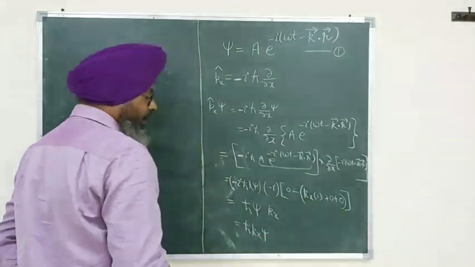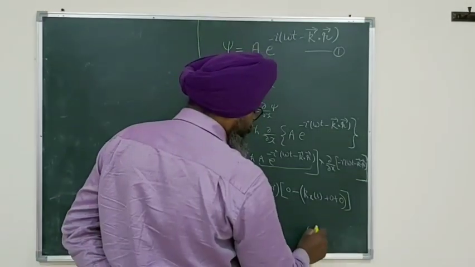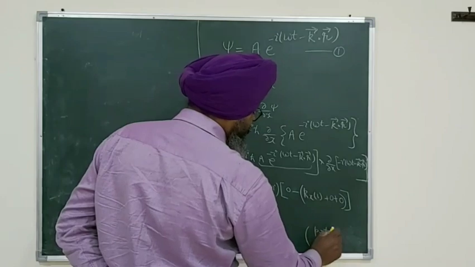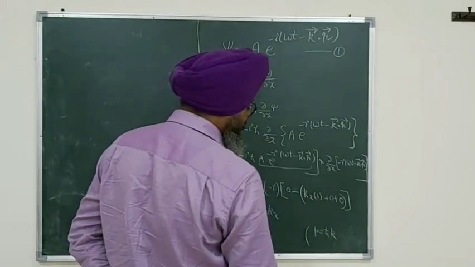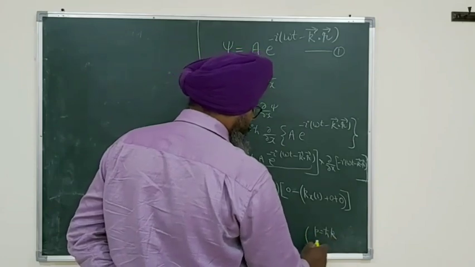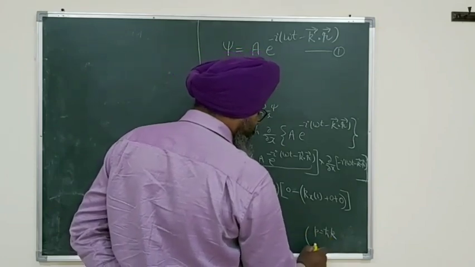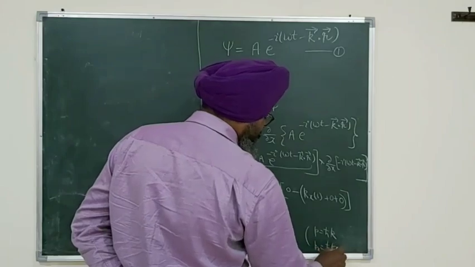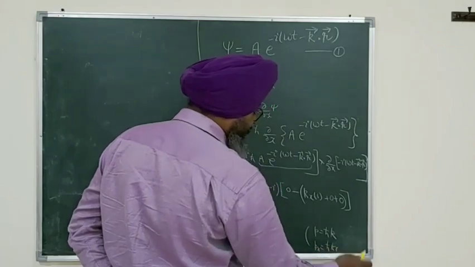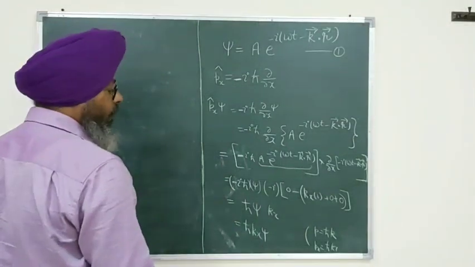But in my previous lectures, I have told you that P is equal to h cross k, that is, one of the Einstein de-Broglie relations. If P is equal to h cross k, then what will be the x component of linear momentum? Px will be h cross kx. Similarly, what will be py? It will be h cross ky.